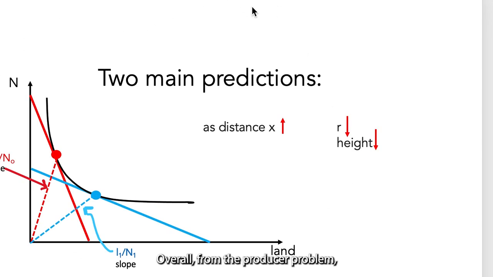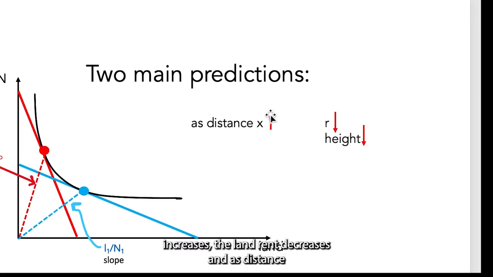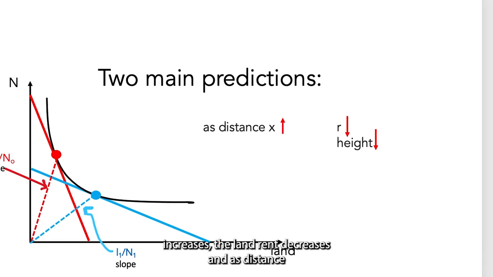Overall, from the producer problem, we get two predictions. As distance increases, the land rent decreases. And as distance increases, the height of the buildings will decrease as well.